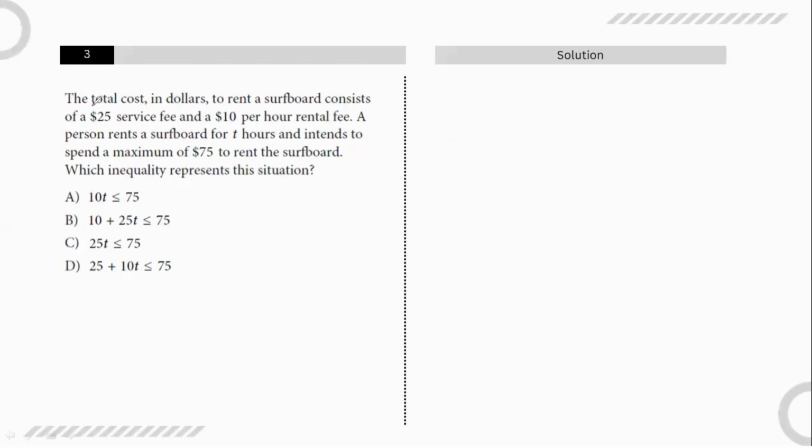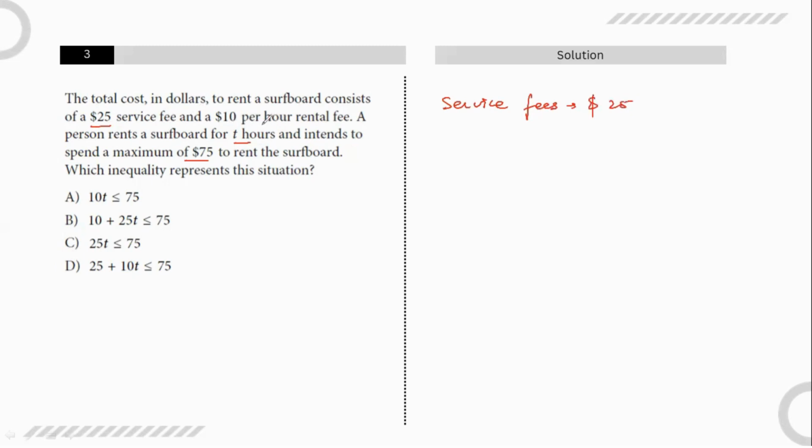Okay, starting with the third question, it says that the total cost in dollars to rent a surfboard consists of a $25 service fee and a $10 per hour rental fee. A person rents a surfboard for T hours and intends to spend a maximum of $75 to rent the surfboard. Which inequality represents this situation? So what we understood from the question, can we say that there is a service fee? Service fee is given as $25, right?